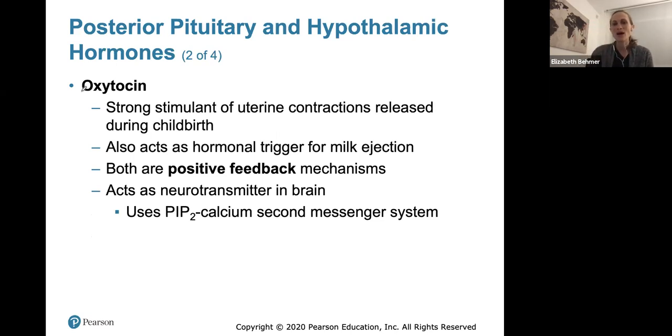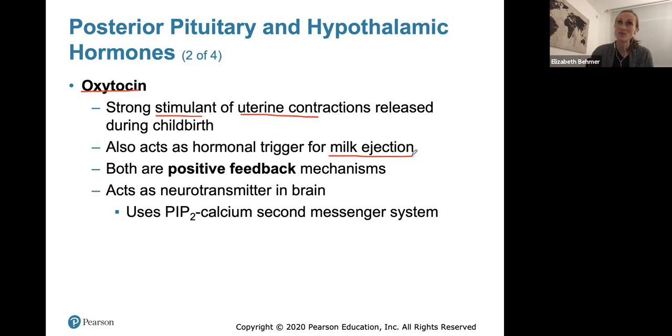The big thing about oxytocin is that it stimulates uterine contractions during childbirth. It also acts as a hormonal trigger for milk ejection. So if any of you have given birth or breastfed your babies, you know the feeling of your milk being let down.